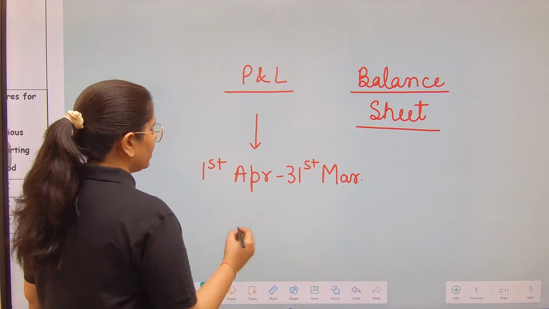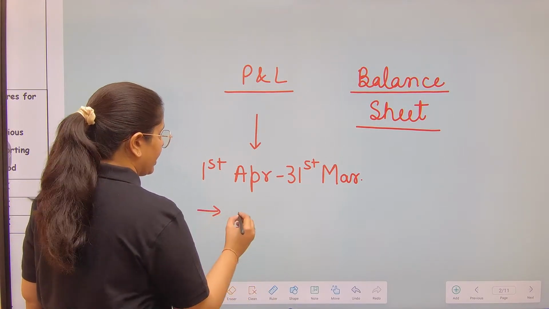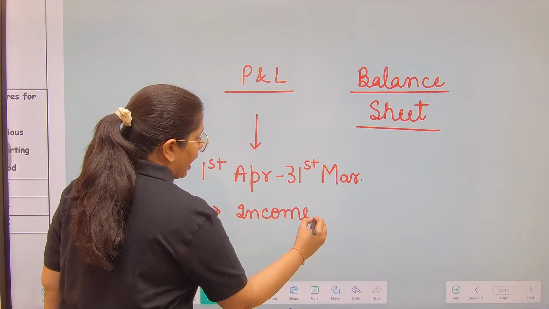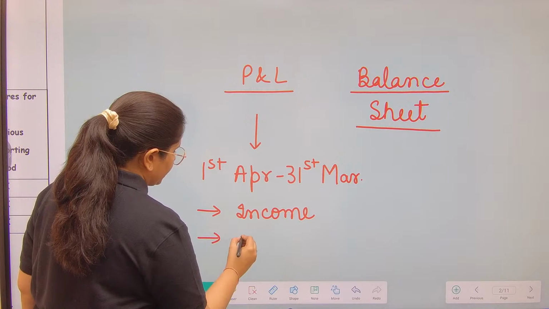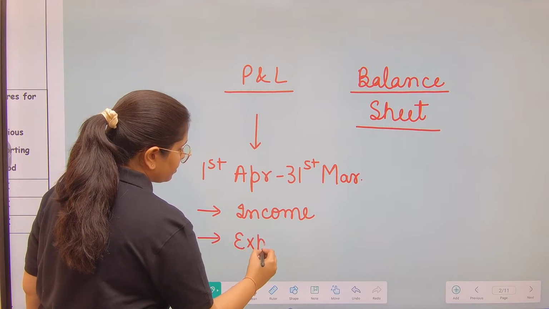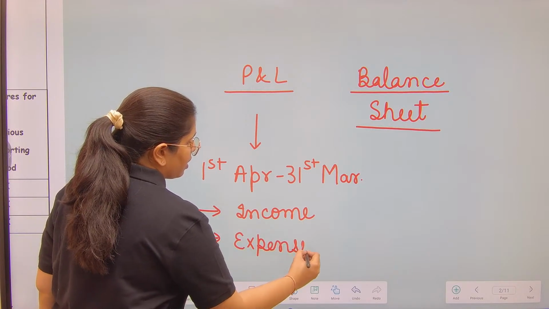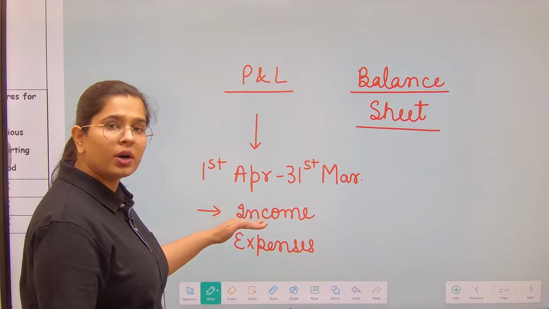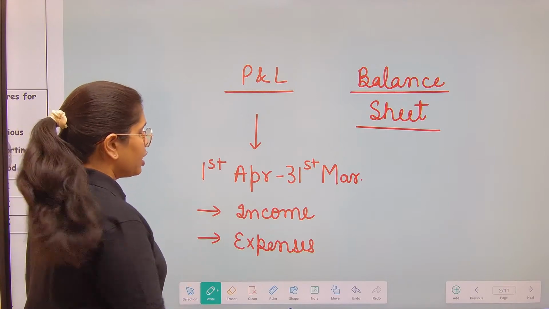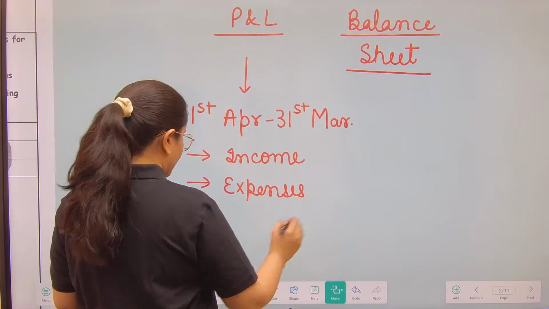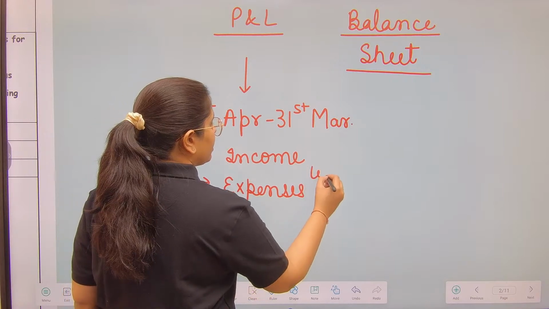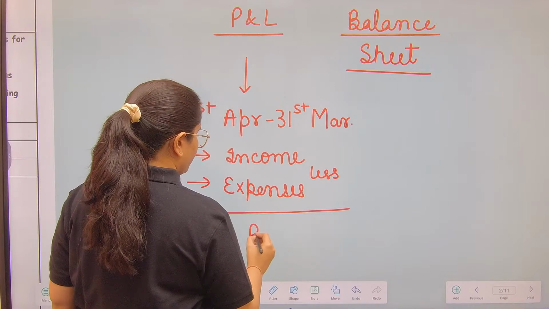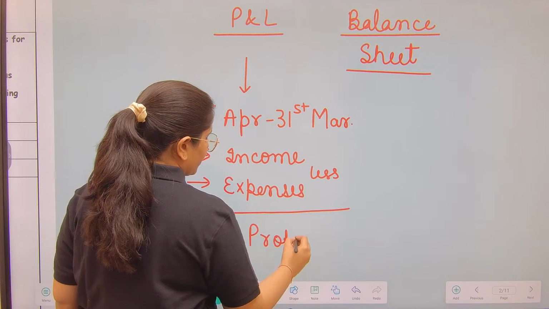After that, one more thing I would like to tell you is what I record in it. I record income, and then I also record expenses, the expenses which I have incurred in order to earn this particular income. So income less expenses is going to give you your profit or loss, whatever the situation might be.